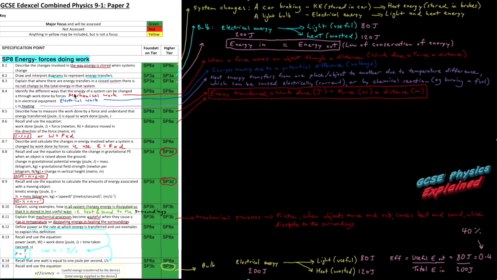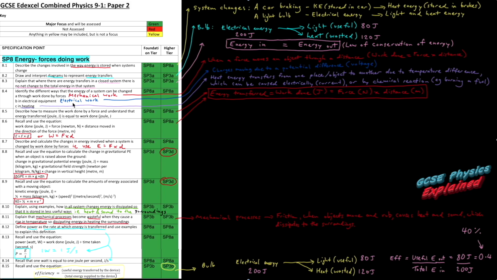Identify the different ways that the energy of a system can be changed through work done by forces, which basically means mechanical work. And that's when a force moves an object through a distance. Using this equation, work done equals force times by distance.